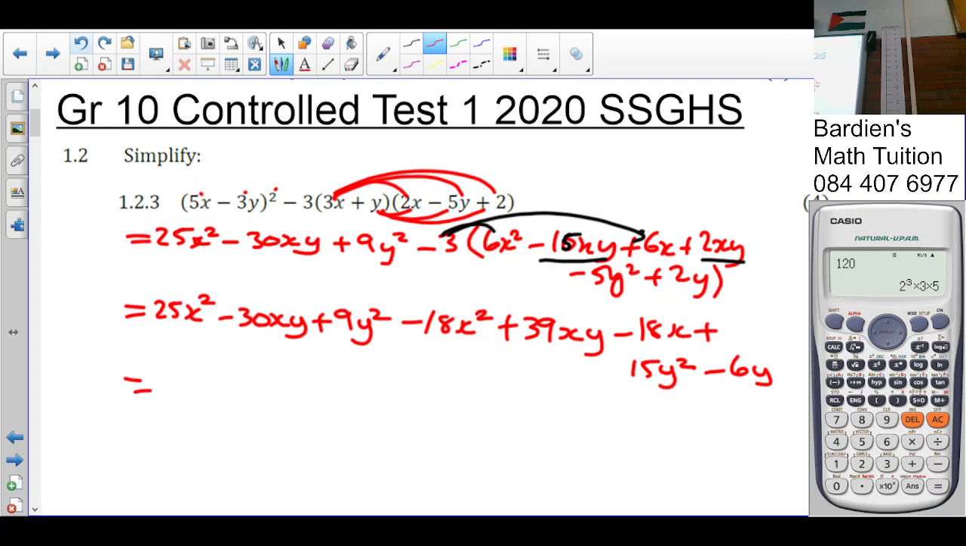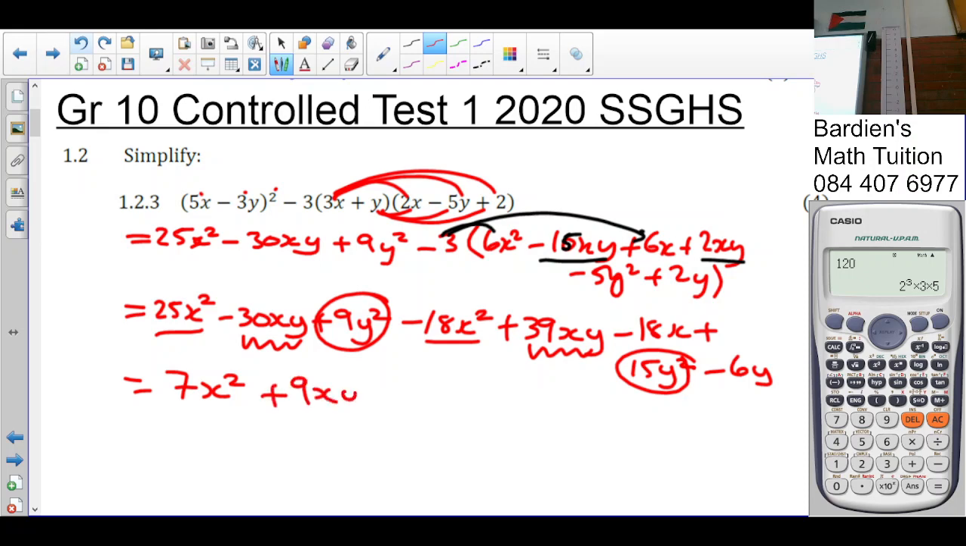So what do we do now? We look again for like terms. There's a lot of like terms here. The sum is fairly large. Everything else is on its own. So I'm going to start with the x squared. 25x squared minus 18x squared is 7x squared. Negative 30xy plus 39xy is positive 9xy. 9y squared plus 15y squared is going to be positive 24y squared. Not so? Minus 18x minus 6y. Is that correct? Who got that answer?